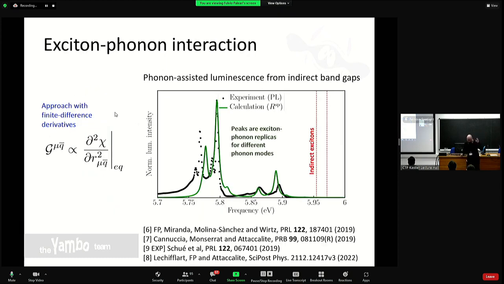Another important topic is exciton-phonon coupling. This is also a difficult concept to get around. But for example, it can be used, I will give you two examples. One example is to reproduce phonon-assisted optical spectra. So optical spectra that are determined by indirect band gaps, mostly.